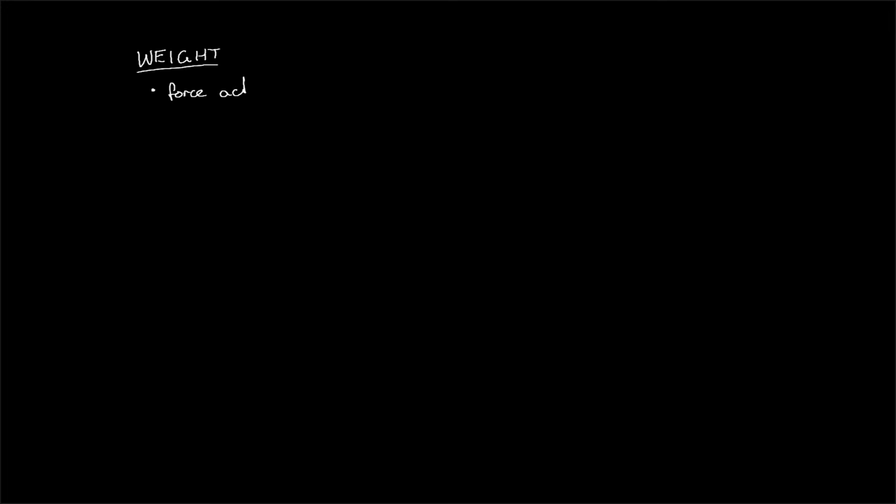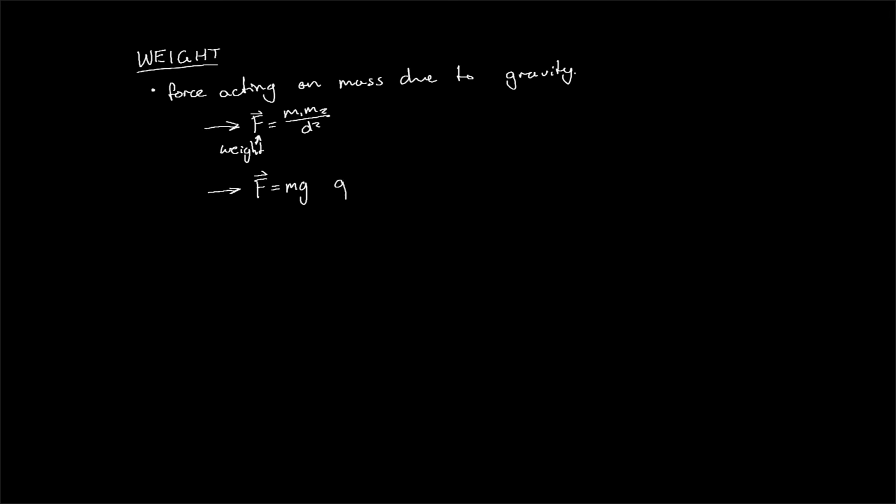Weight is the force acting on an object with mass due to gravity. This force can be calculated with the above equation, but on Earth you can use the shortcut F equals mg. g here is 9.8 meters per second squared, which accounts for Earth's mass, radius and gravitational constant.